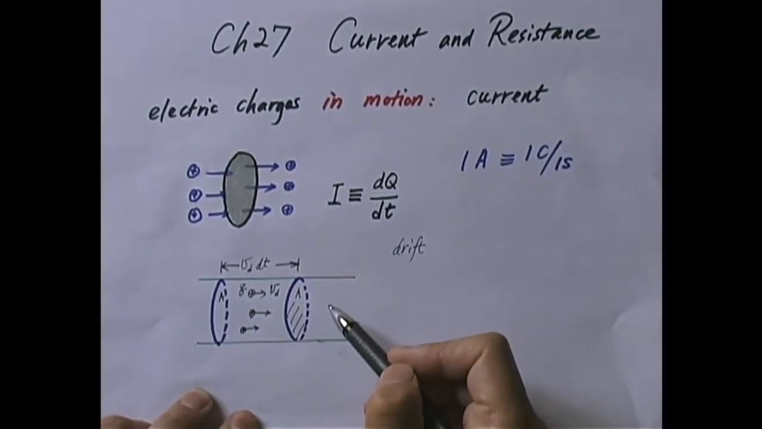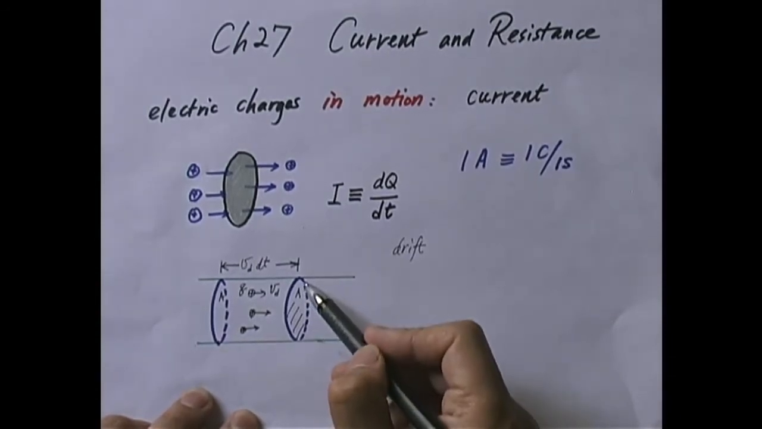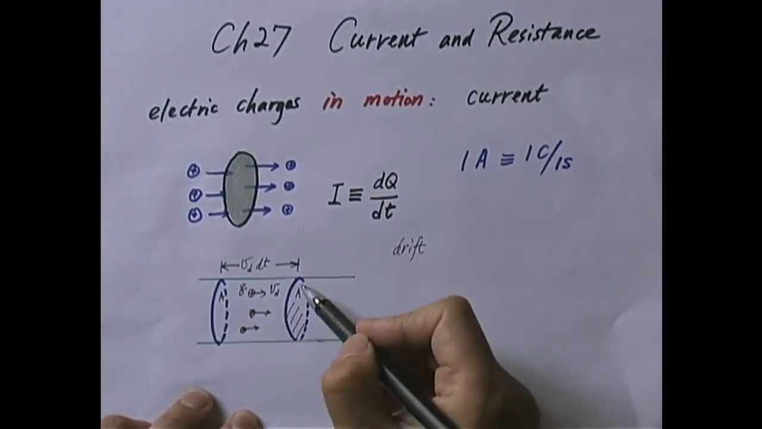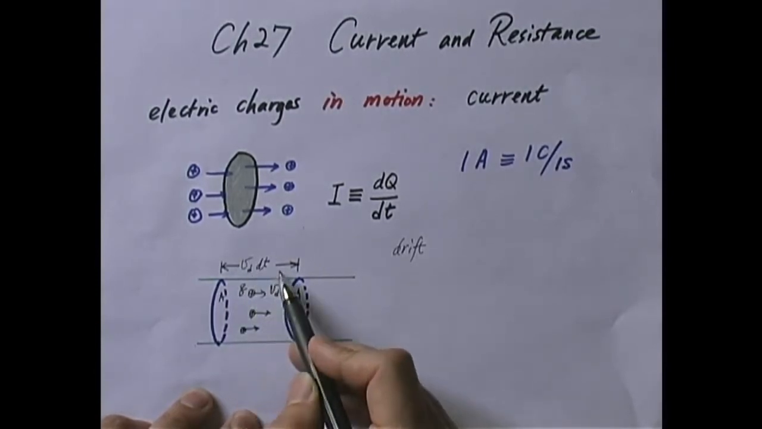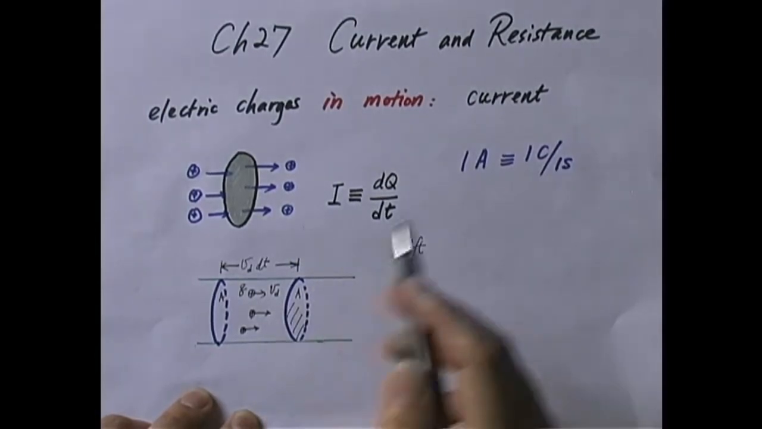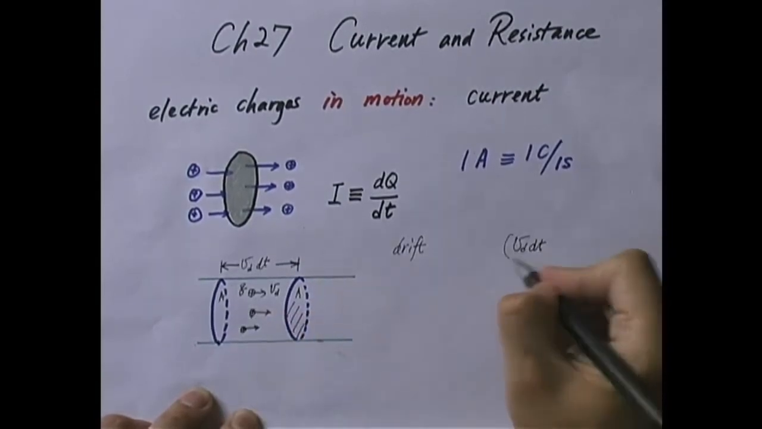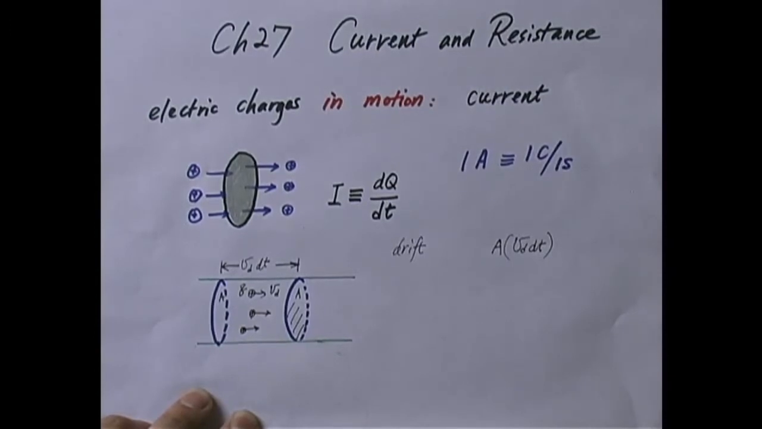That tells us that all the charges that will successfully pass through this cross-section over a time dt must exist within this region. This region has the cross-sectional area A, and it's got a height of Vd times dt, so it's a cylindrical region. What is the volume of this cylindrical region? That would be Vd times dt, which is the height, times the cross-sectional area A. That is the volume. And how many of these drifting charges are there within this volume?